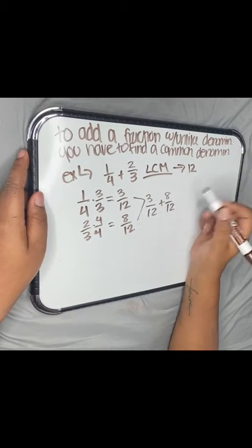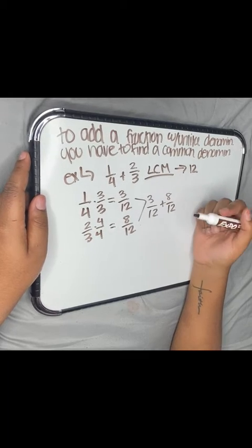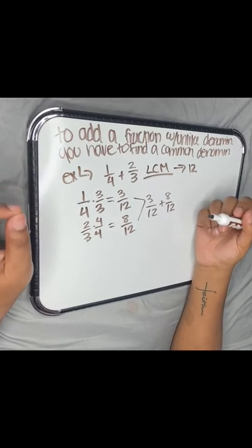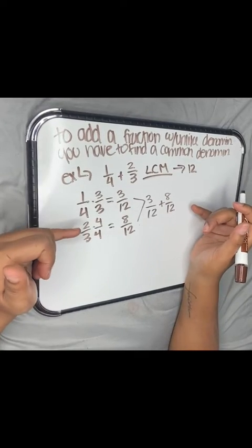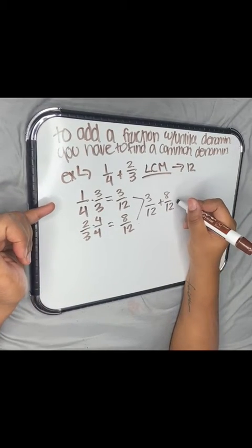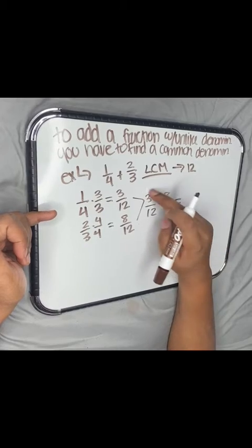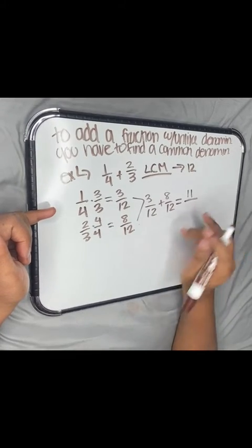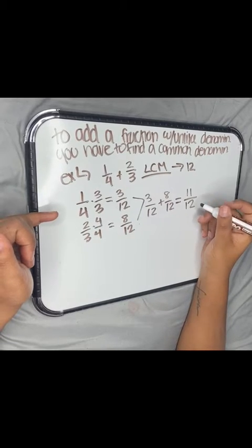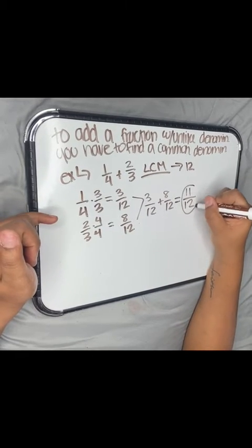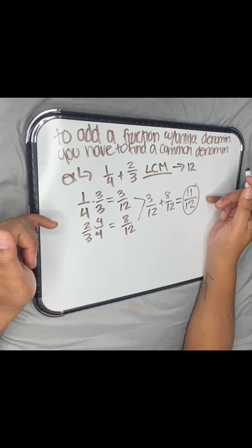And anytime you are adding or subtracting fractions, the denominators always have to be common. It has to be a common denominator. So now that the denominators are common, it is easiest for us to just go ahead and solve the equation. So 8 plus 3 is 11. The denominator never changes when adding and subtracting, so that will be 12. So the answer to this equation, and it can't be simplified, will be 11 over 12.